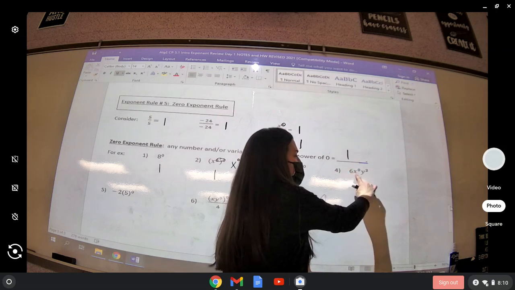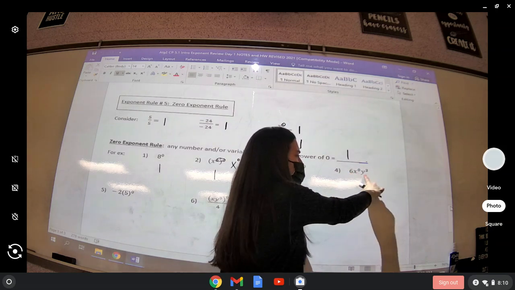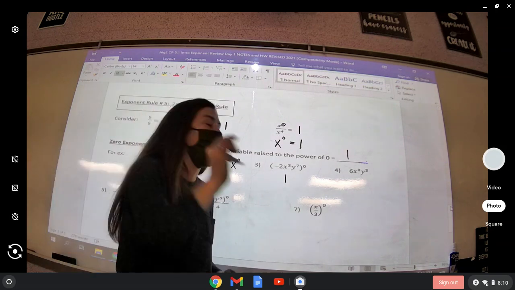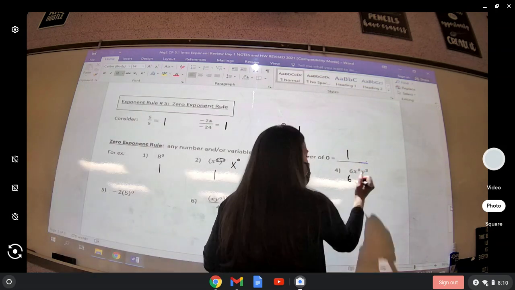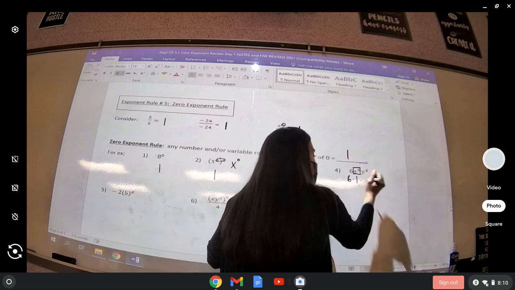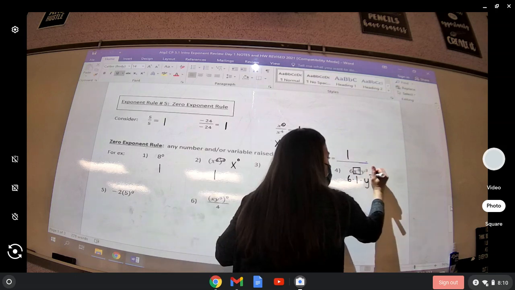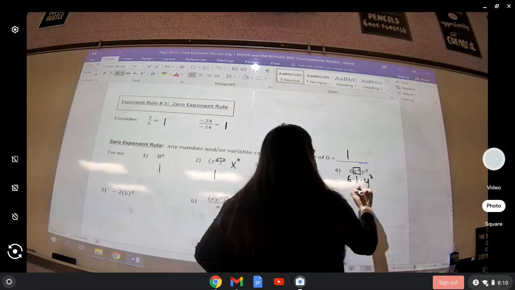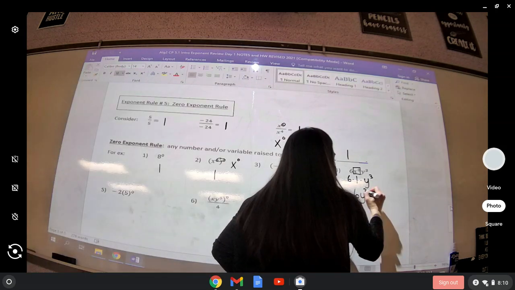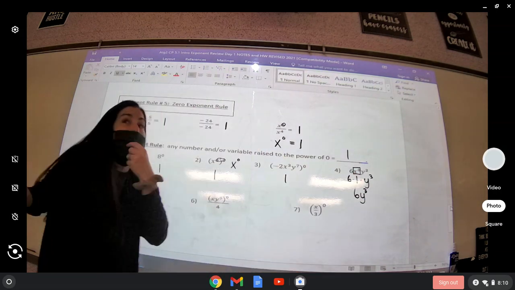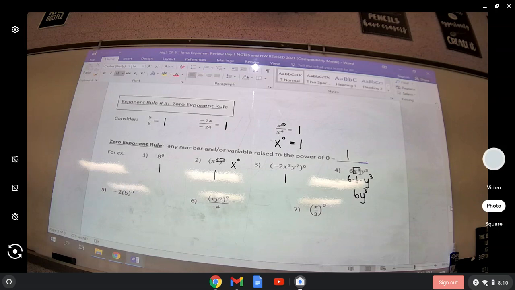This is 6 times x to the 0 times y to the 3rd. Now, the 0 isn't on the whole problem. It's only on x. So 6 stays. You're timesing it with x to the 0, which is 1, and then you're timesing it with y to the third. Well, 6 times 1 is 6. Times it with y to the third is 6y to the third. So whatever that 0 was on is gone. That x is gone now. Just the 6 and the y to the third are left.